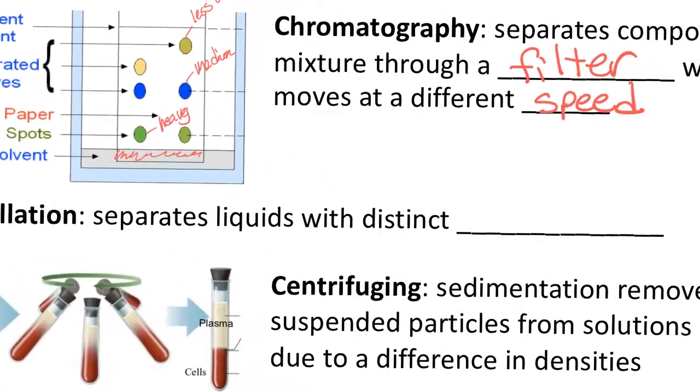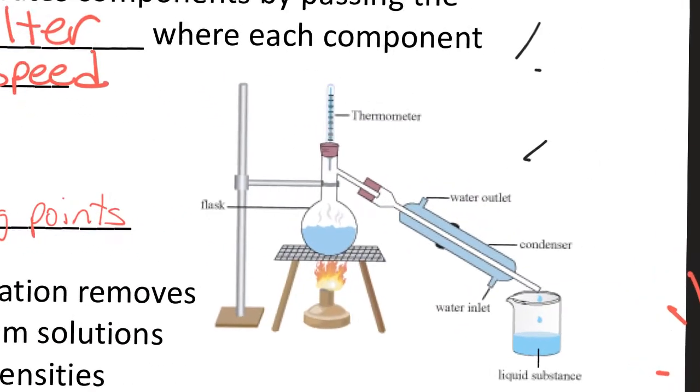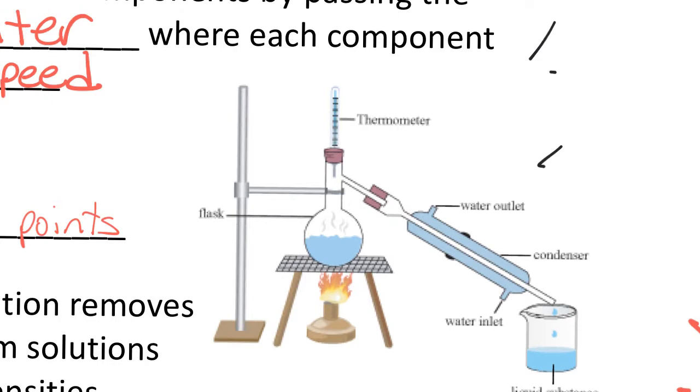Distillation separates liquids with distinct or different boiling points. Normally during a year I do a distillation, but everything's packed away. So in a distillation, this would be a mixture. And the mixture I usually use is alcohol and water. These have two very different boiling points.